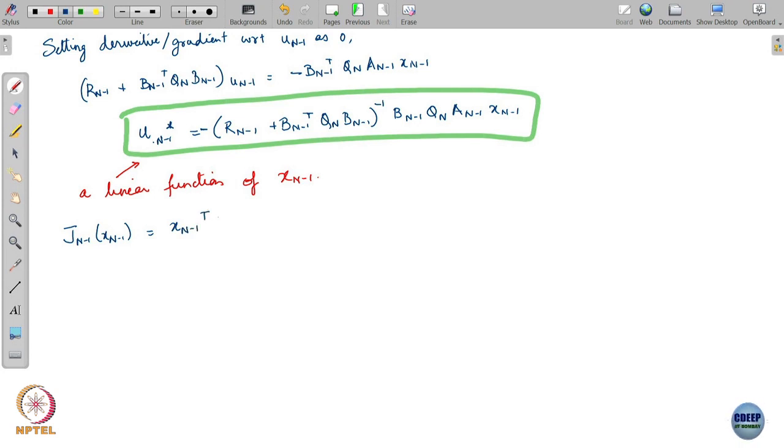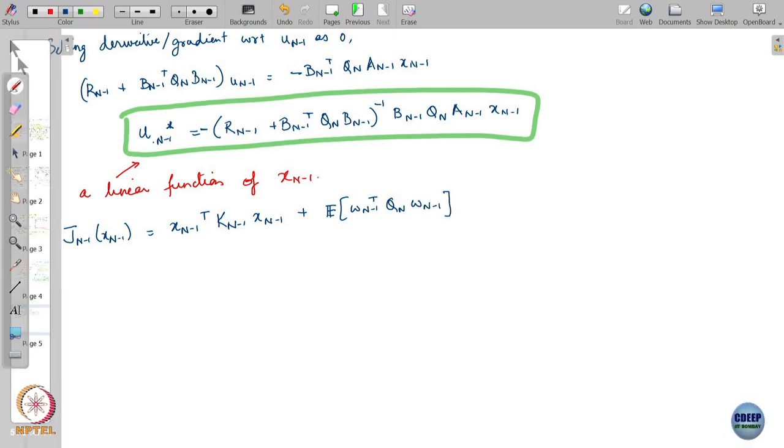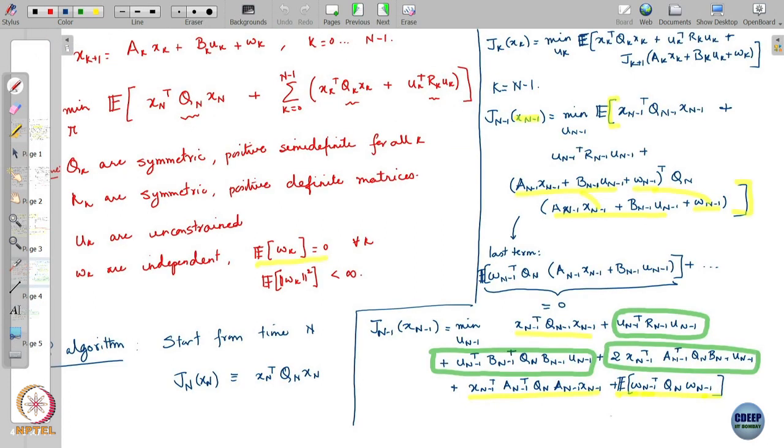It is xn minus 1 transpose Kn minus 1 times xn minus 1 plus this expectation of wn minus 1 transpose Qn wn minus 1. Now, what is this Kn minus 1? I will explain what Kn minus 1 is, but where did I get that last trailing term? That last trailing term is actually nothing but this term. This was the trailing term that you picked up. The Kn minus 1 is what will get constructed using this quadratic in xn minus 1, and the optimal value that you would get after substituting un as un star, being a function of xn minus 1.